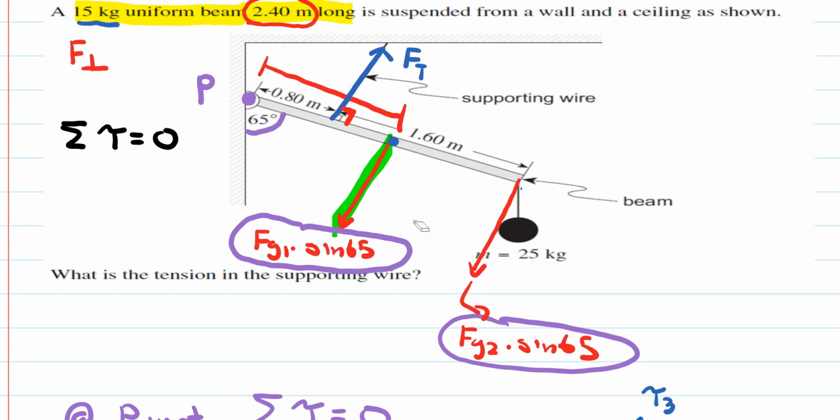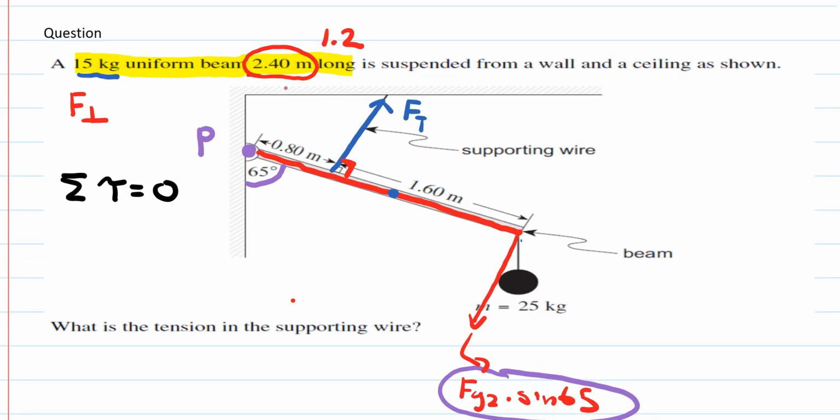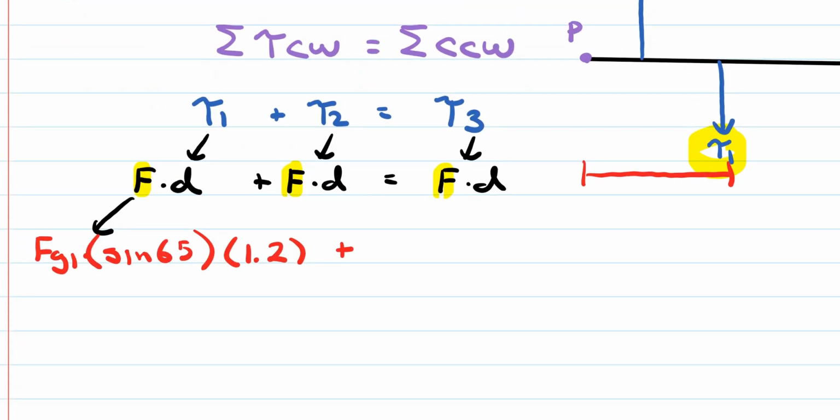Let me erase this since we're done with that. So this right here is our second torque. What is that distance from the pivot point? Well, that takes the full 2.4 meters, so that whole distance is going to be 2.40 meters. We know the expression for the second force is going to be Fg2 times sine of 65 degrees, and that's going to be a full length of 2.4 meters from the pivot point.